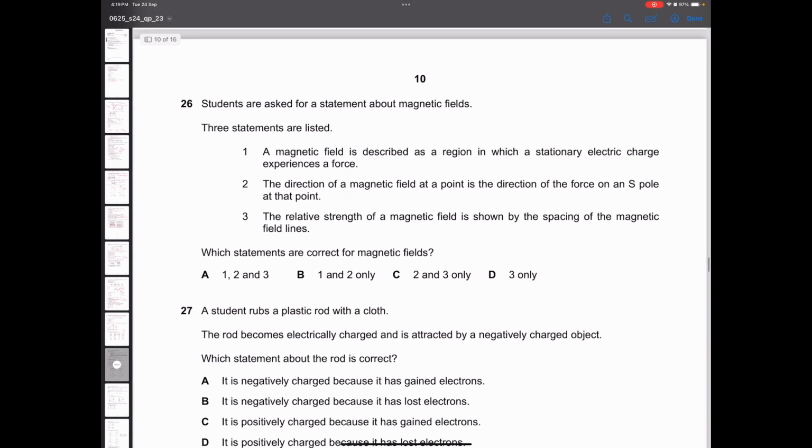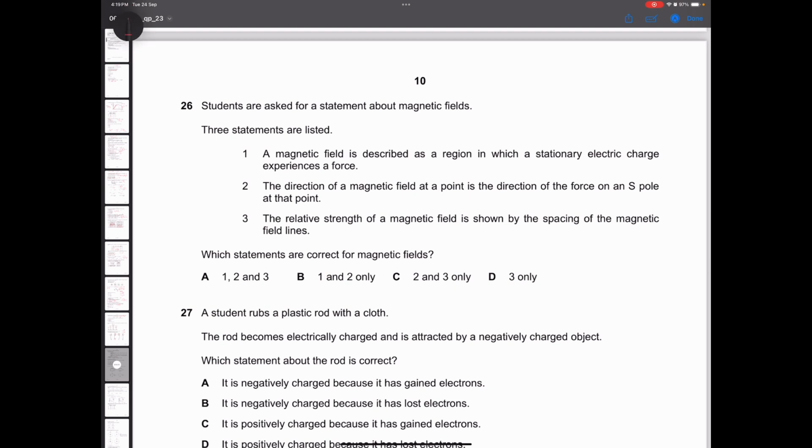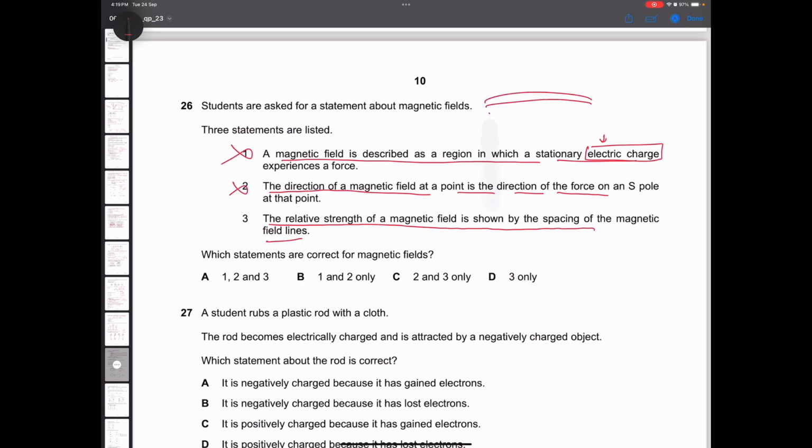So there are some statements about magnetic field. We have to figure out which one is the correct one. A magnetic field is described as a region in which stationary electric charge... No. This is the definition for electric field, not magnetic field. Incorrect. The direction of magnetic field at a point is the direction of the force on the South Pole. No, it is the direction of force on the North Pole at that point. So statement 2 is also incorrect. The relative strength of magnetic field is shown by spacing of the magnetic field lines. This is correct. The closer the magnetic field lines, the stronger the field. So only statement 3 is correct, which is option number D.